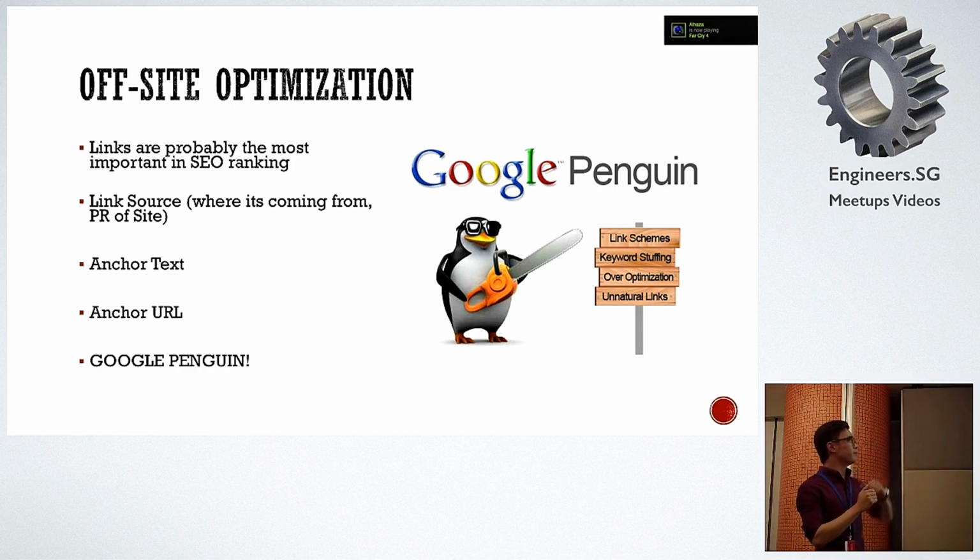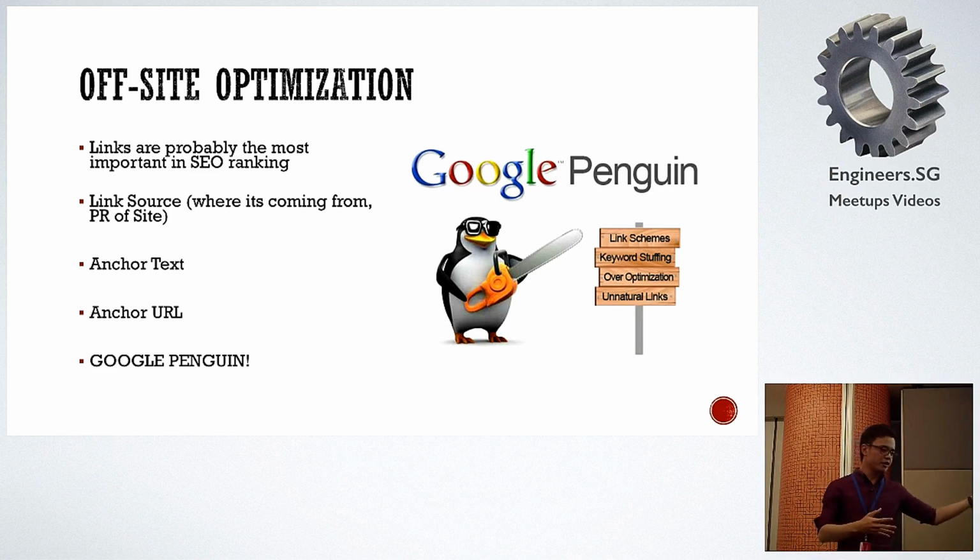Okay, so where they are from, the page rank of the site. So a high page rank website linking to you, a high page rank food blog versus a low page rank food blog. Of course, the higher page rank one has more value.